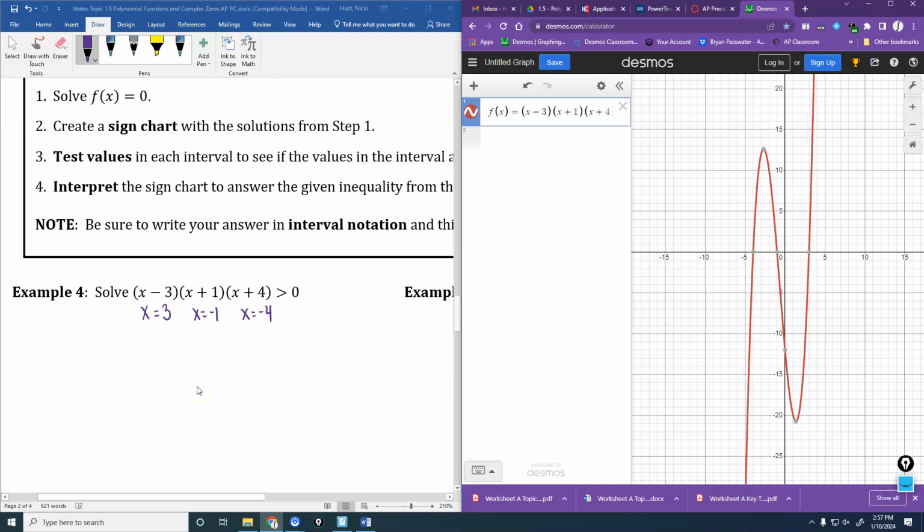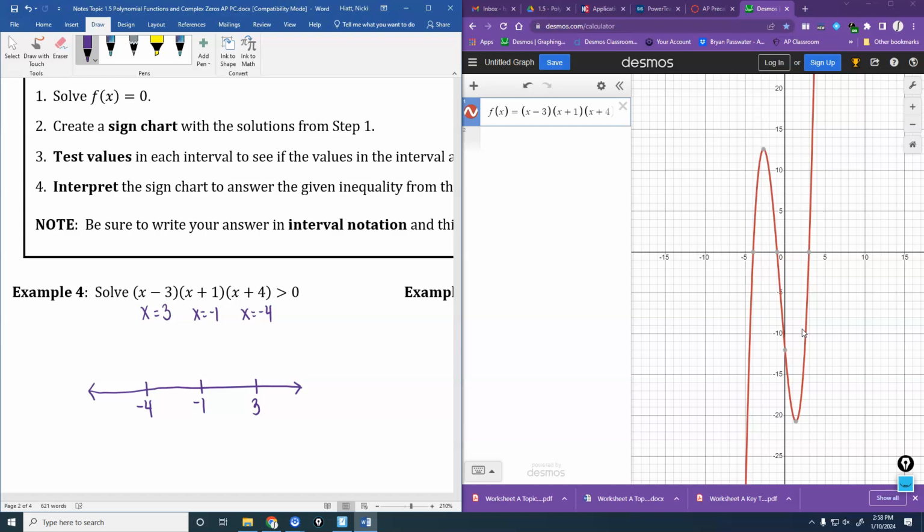So the first thing that we want to do is put these numbers on a number line, in order. We want -4 here, -1 here, and 3 here. These are the places where our graph equals 0, so they are the places where our graph potentially crosses the x-axis. You cannot go from positive to negative or negative to positive without crossing the x-axis. So these have to be the breaking points where we switch signs.